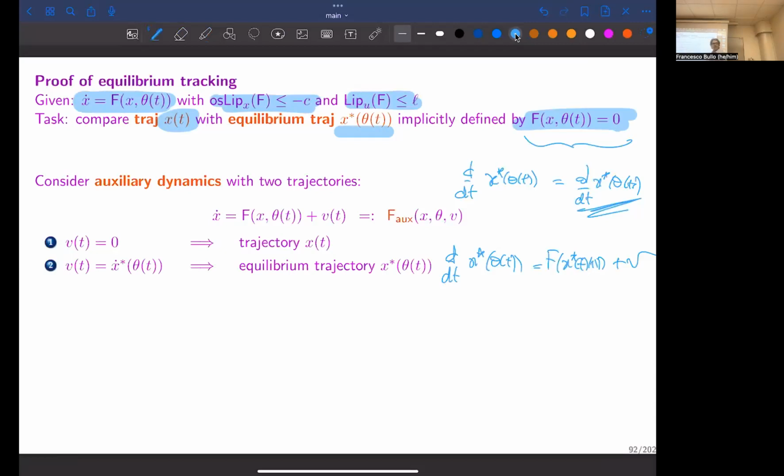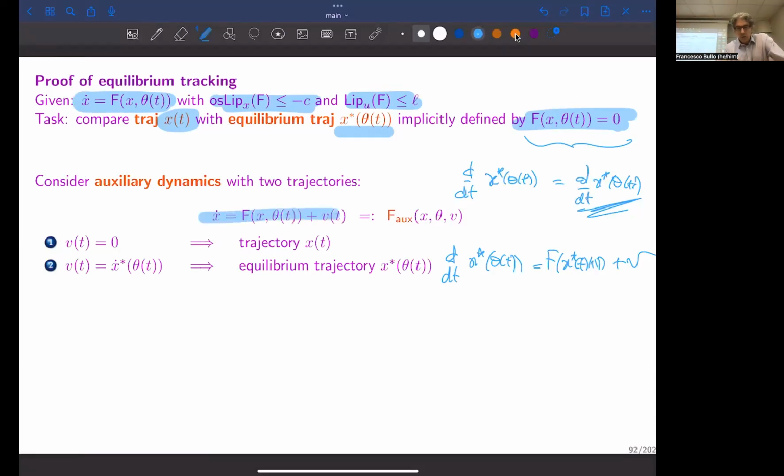And now it's obvious that my equilibrium trajectory x star of theta is a solution to the auxiliary system, where as input to the auxiliary system, I put the derivative with respect to time of theta of t. And why is that true? Because x of theta of t satisfies the equilibrium equation, and then I'm just basically summing zero to the equation, right? Any questions?